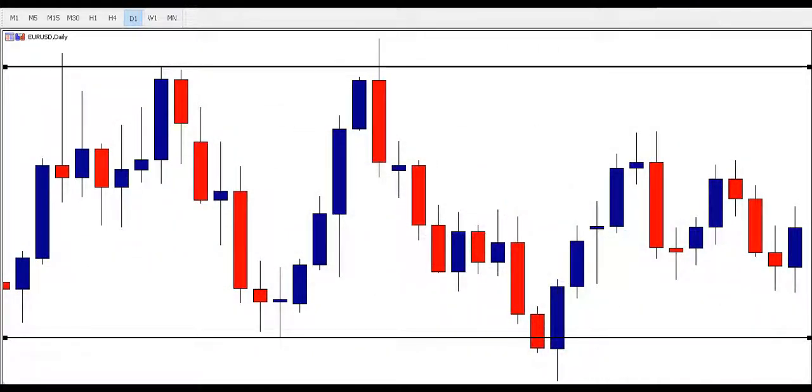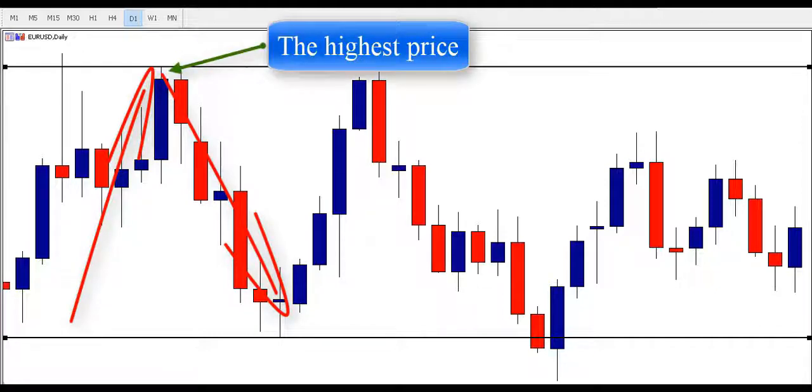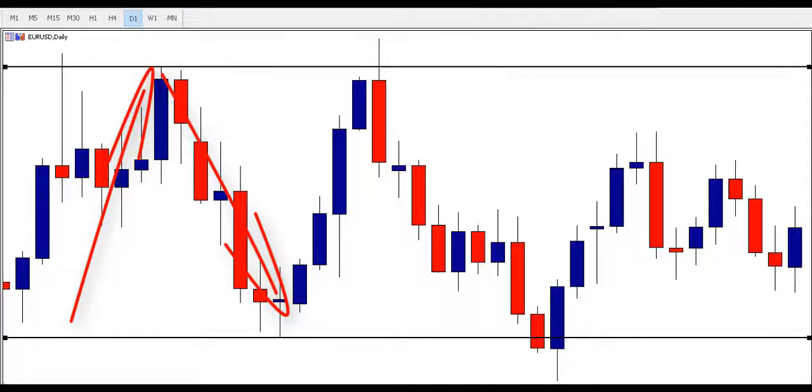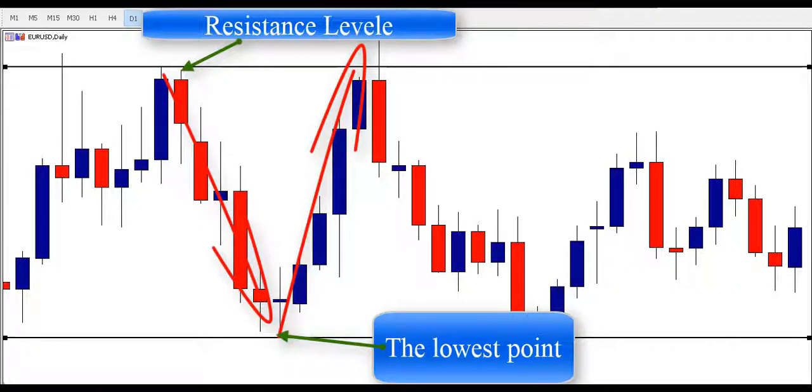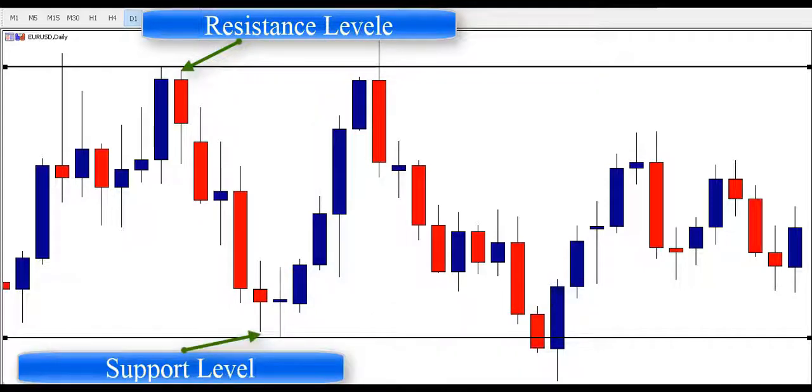So we look left and we notice price came up, hit and reversed, and this was the highest point the price has reached, making it an extreme swing high, which represents a resistance level. Now same along the bottom, price came down, hit and reversed, and this was the lowest point the price got to in recent time, making this a level of support.